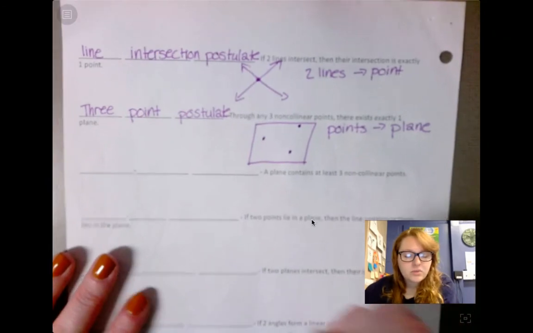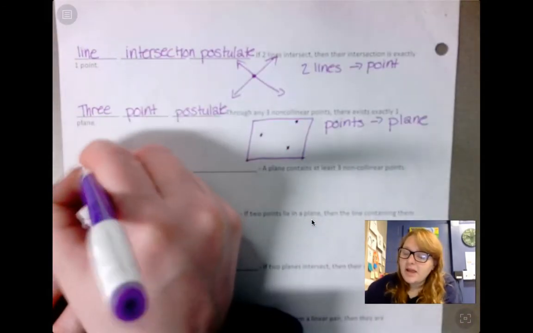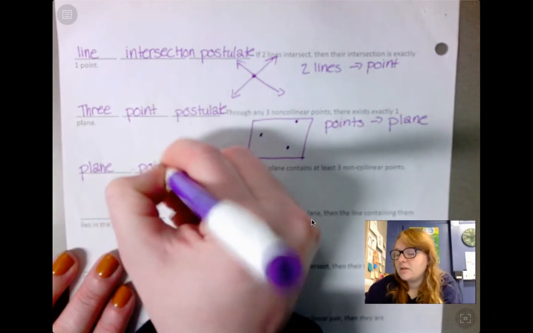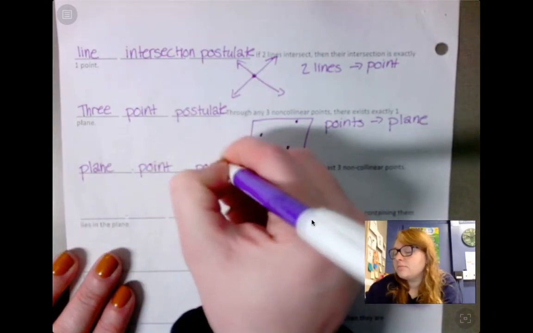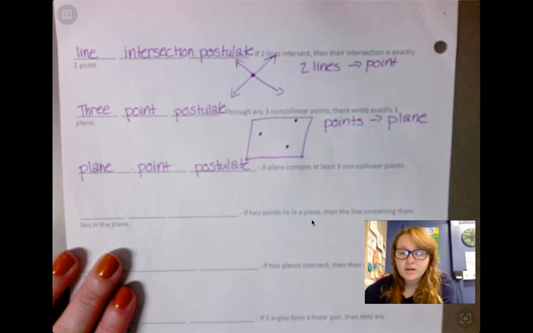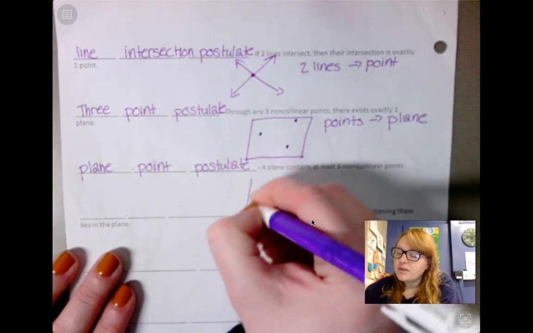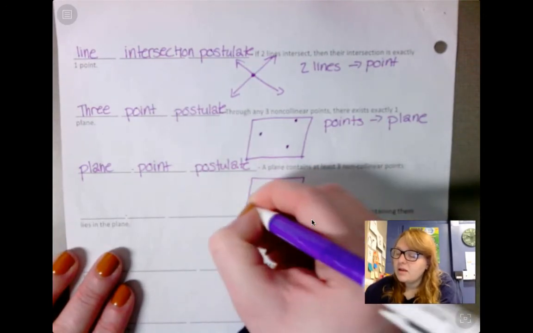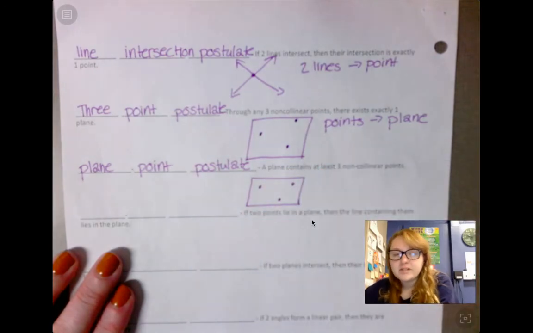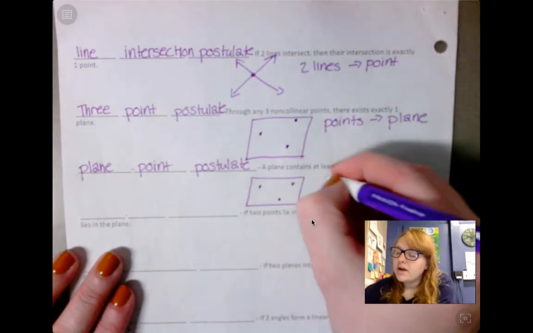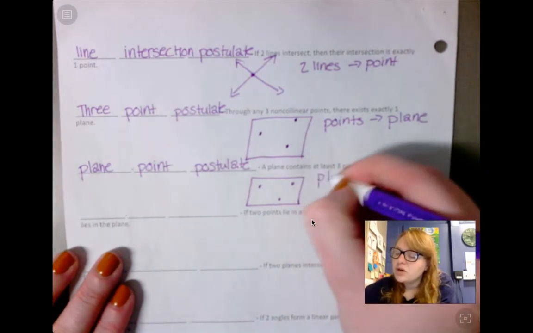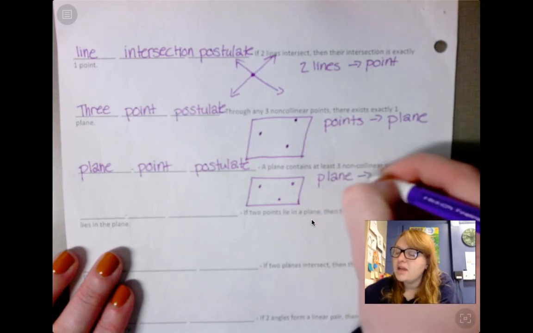Okay, the next one is the plane point postulate. And this one says a plane contains at least 3 non-collinear points. Okay, so if you have a plane, then there exists at least 3 non-collinear points, again, that are not on the same line. So again, the diagram looks exactly the same in these last 2, but in this one you start with a plane and then you go to the points.